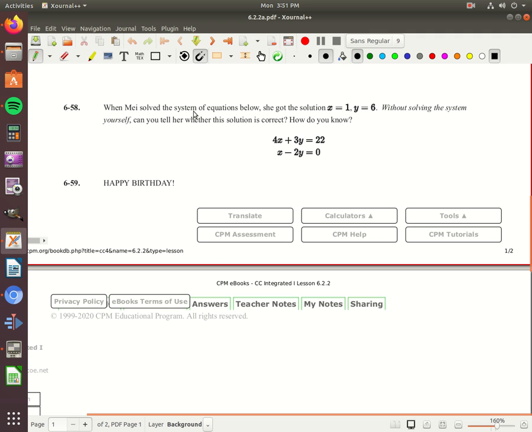658 says, when Amy solved the system of equations below, she got 1, 6. Without solving the system, how can you tell if she's right? Well, we've been plugging them in all along. Plug in 1 for x and plug in 6 for y and see if you get the correct answer. 4 plus 18 is 22. That made sense. 1 minus 12 equals 0. That does not make sense. So this is incorrect. It doesn't ask us to solve what is correct, but it does want us to get used to plugging in. So make sure you substitute into both equations to get the correct one.